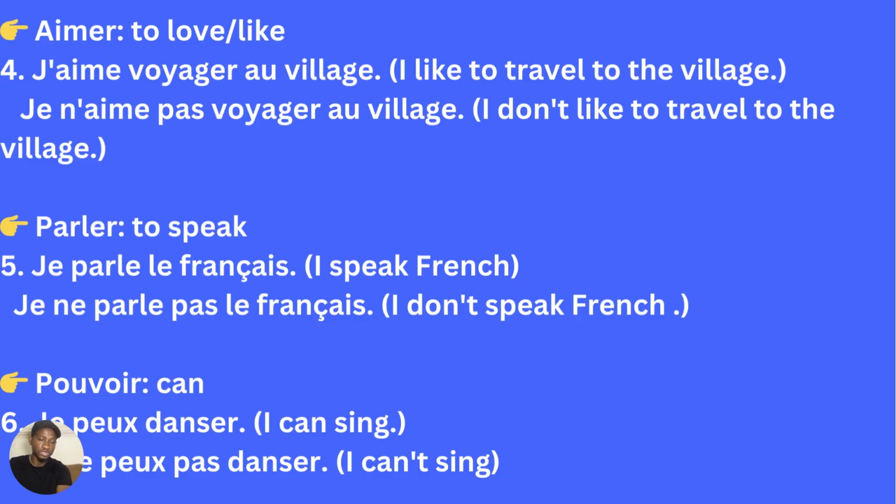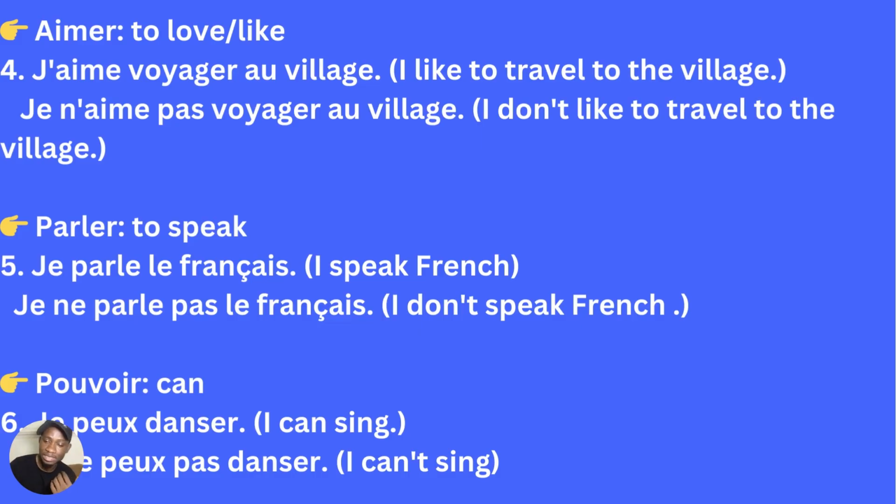Okay? With the verb pouvoir, which is can. So in this case, je peux danser. Je peux, I can. Je ne peux pas, I can't. Je ne peux pas danser. Okay? This is supposed to be je peux chanter, because to sing is chanter, not danser. Je peux chanter, which means what? I can sing. Negative would be what? Je ne peux pas chanter.